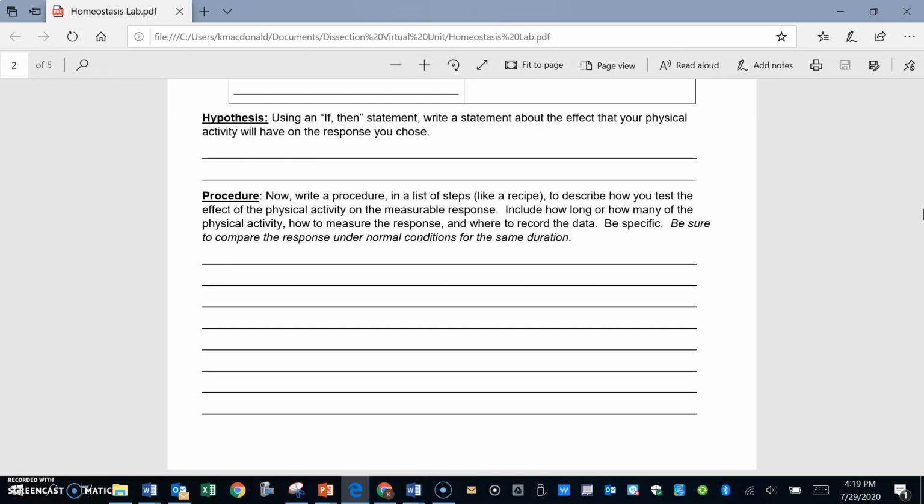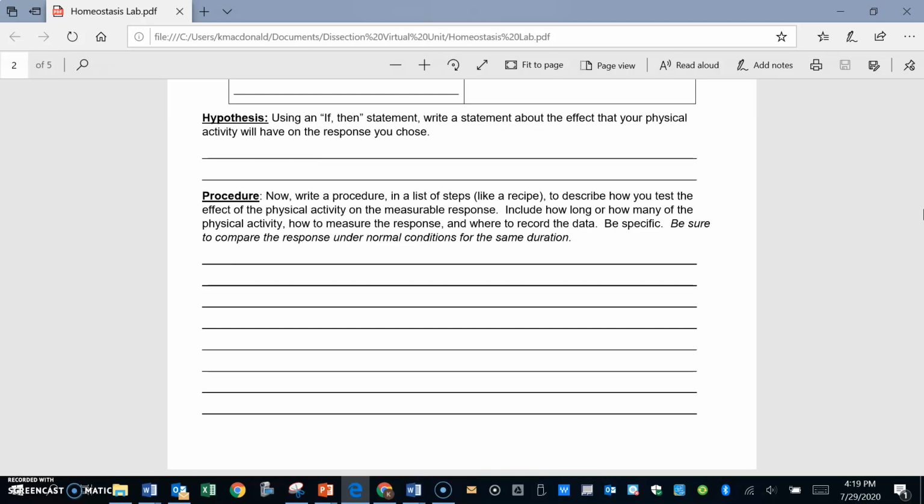The next step is writing out a procedure. It's a list of steps that somebody else could follow and complete this lab just like you and get the same results. You're going to describe how you test the effect of the physical activity on the measurable response. You're going to include how long or how many of the physical activity, how to measure the response, and where to record the data.